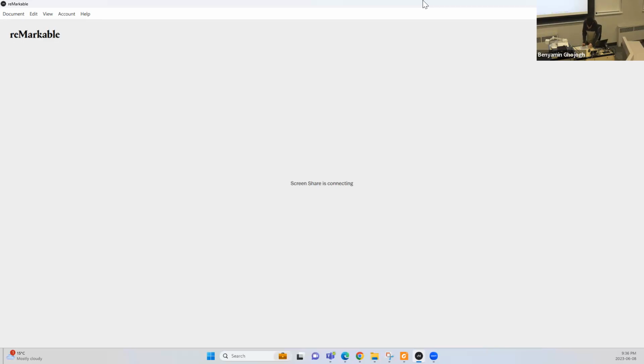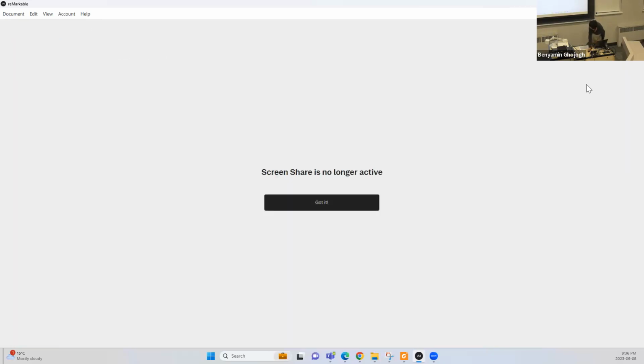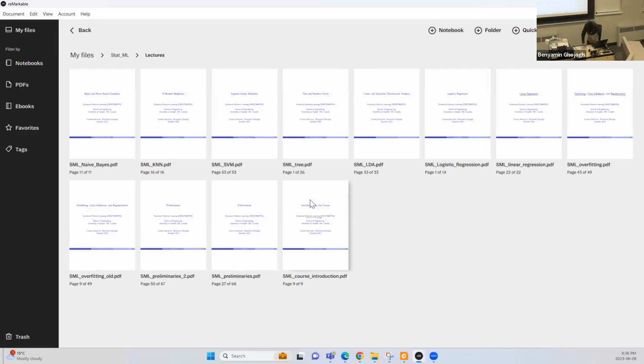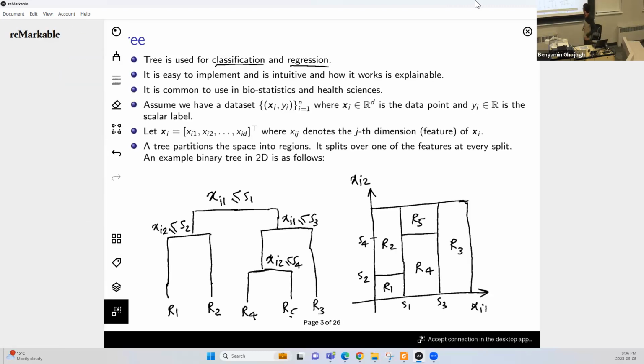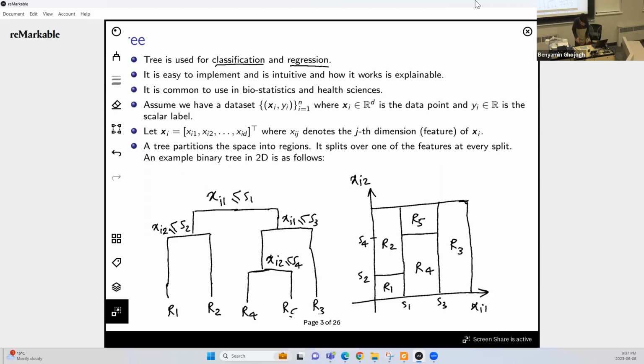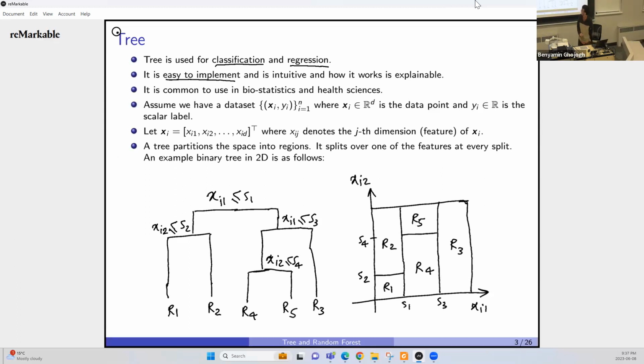Tree is used in machine learning too. Now we are going to talk about that. So it is easy to implement. That's an advantage. Easy to implement.